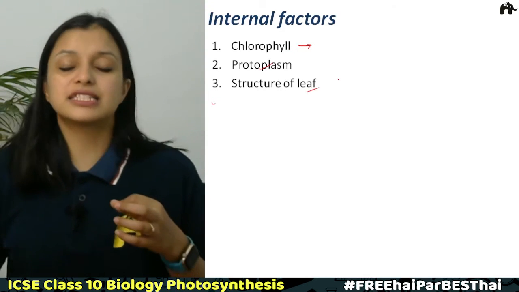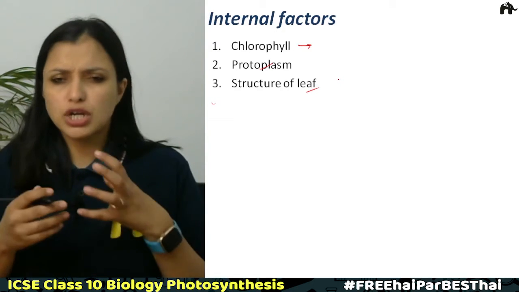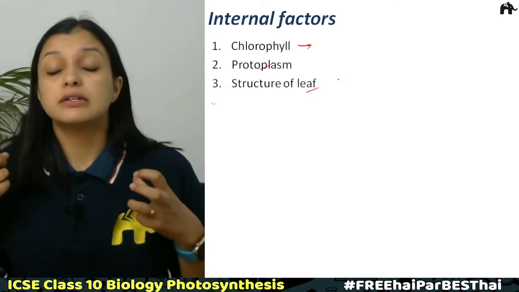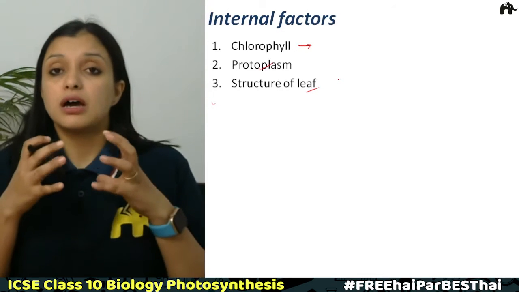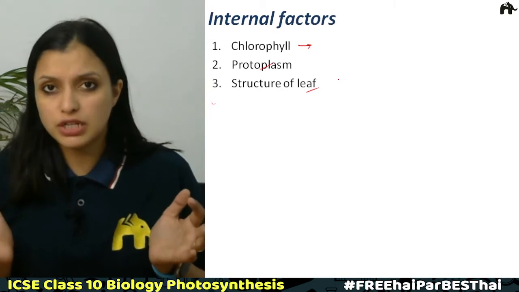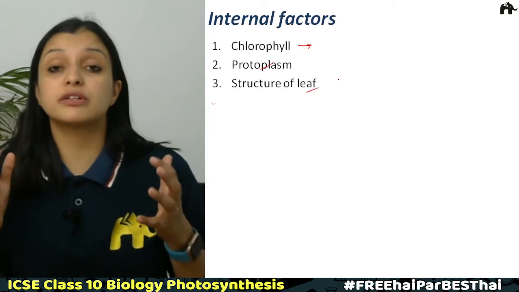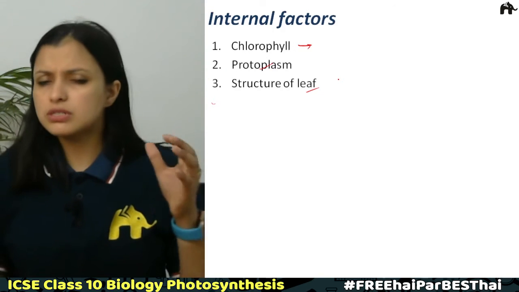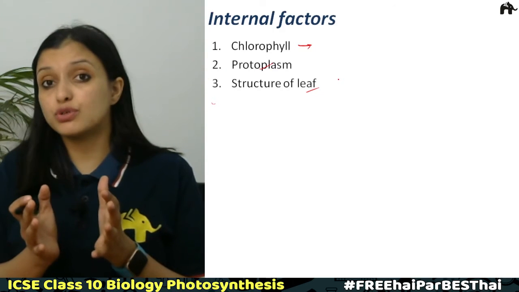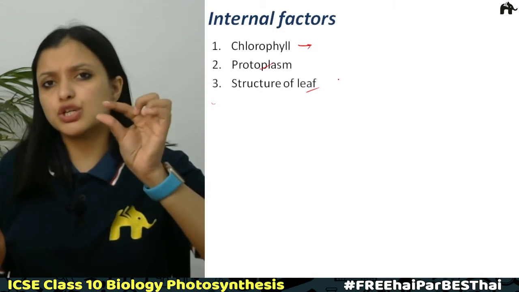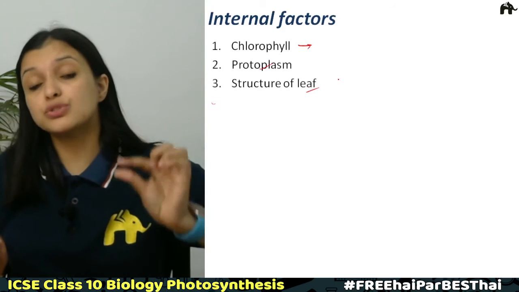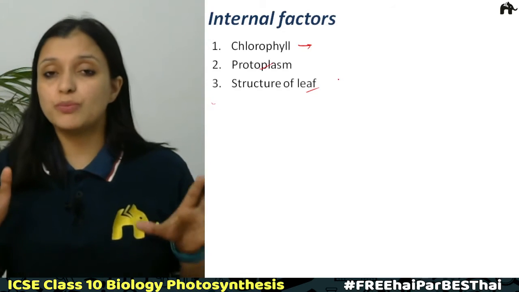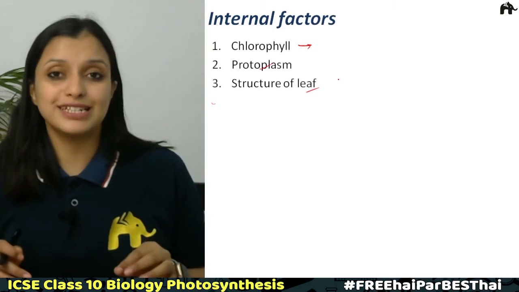And the last one, the structure of the leaf. The distribution of the stomata, the distribution of chloroplast, the structure of the leaf, all these affect the rate of photosynthesis. The broader the leaf, the more the photosynthesis. The narrower the leaf, the less the photosynthesis. A thicker leaf, with a thick cuticle, will also reduce the rate of photosynthesis. Fine. So I hope this is clear. The internal factors are clear to everyone.